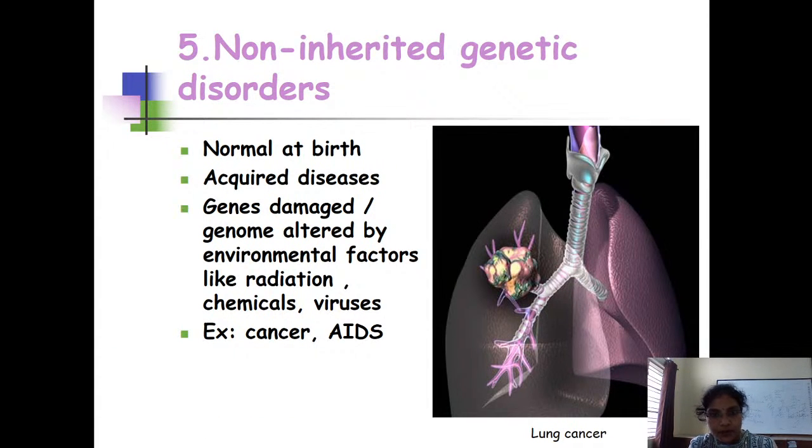Next, non-inherited genetic disorders. They are normal at birth, acquired diseases. Genes are damaged or the genome altered by environmental factors like radiation, chemicals, or viruses. Examples are cancers and AIDS.